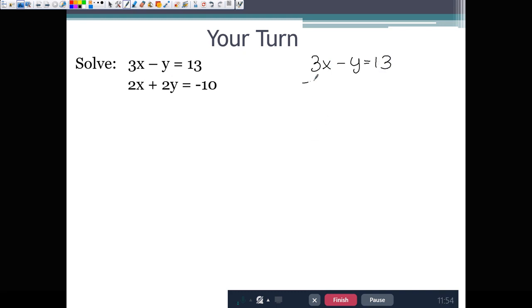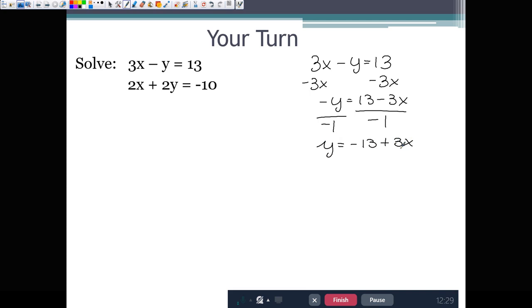So I'm going to subtract 3x from both sides and get negative y equals 13 minus 3x. Is y by itself yet? No, there's a negative in front of it, so I have to divide by -1 or multiply by -1. So then I'm going to get y equals negative 13 plus 3x. Now what do I need to do? Substitute it. Am I going to be substituting it into the top equation or the bottom equation? Bottom, because it's the other equation. We already used the top for this part.